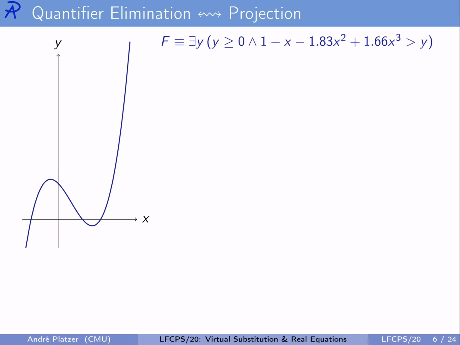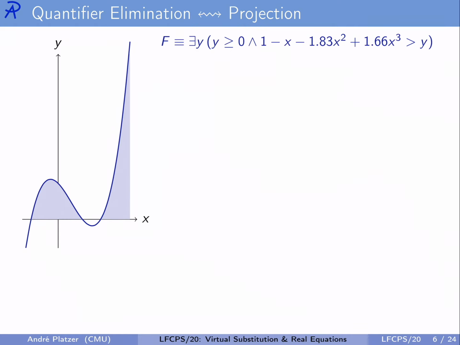Let's do that. For example, if we have a logical formula, is there a y such that y is greater than 0, and 1 minus x minus 1.83x squared plus 1.66x cubed is bigger than y? Well, in that case, if we're plotting the value of this polynomial as a function of x, then basically we would like the value of this to be bigger than the value of y, but we also want y to be greater than 0. In other words, we're talking about this bluely indicated set of states in the xy coordinate system that satisfy this logical formula.